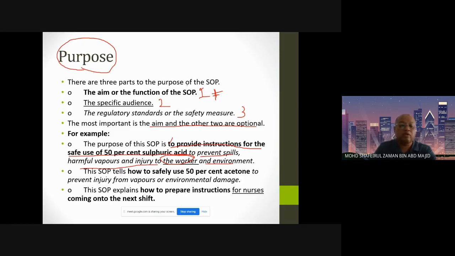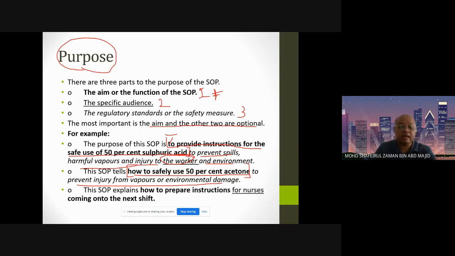Okay, all right, so the second example: this SOP tells how to safely use 50% acetone to prevent injury from vapors or environmental damage. So what is the aim of it? To prevent injury from vapors or environmental damage. Okay, all right, sorry, my bad. The one in bold over here is actually the aim of the SOP, or the purpose of it. All right, the one in bold.